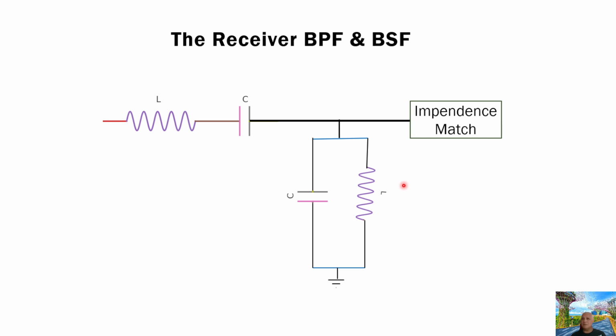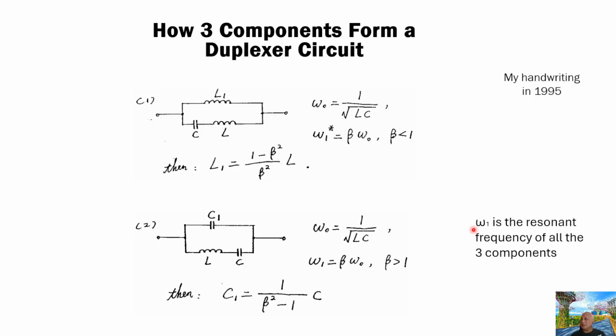But for the transmitter frequency, this one is not a parallel resonant circuit. So most of the transmitter frequency power will be sent to the ground. So this will increase the isolation between the transmitter and the receiver.